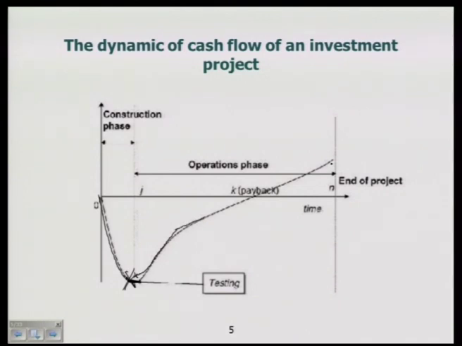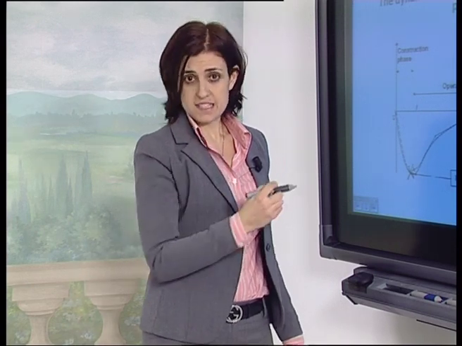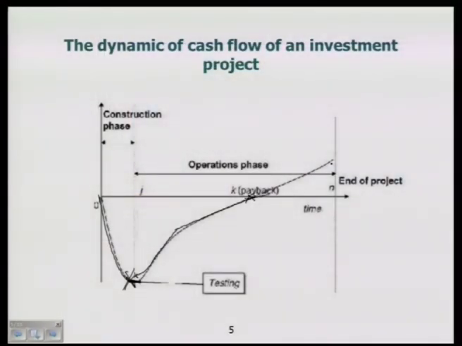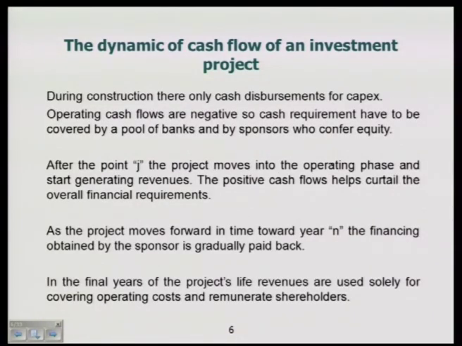And so, at a certain time, at K, we have the so-called payback. So we have repaid the bank's loan or other investors for the money they invested in the project. And then usually the project will continue for a certain period until the end of the contract, the end of the concession contract. So, summing up, during construction we have only cash disbursement for capex.